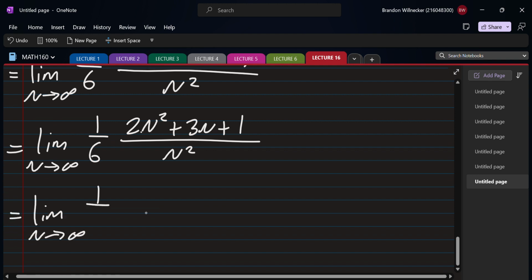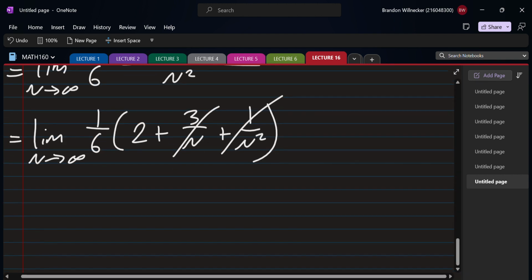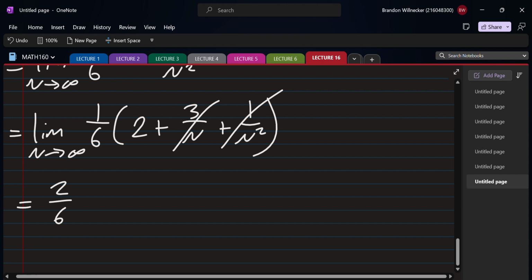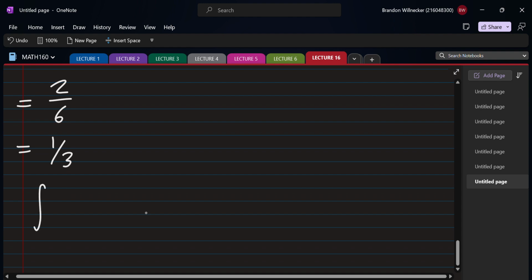So this will be the limit as n goes to infinity, 1 over 6. 2n squared over n squared, that will just be a 2. Here we get a 3 over n, and the other one we get 1 over n squared. Okay, now we take the limit. It's as easy as just crossing out these terms. So we get 2 over 6, or 1 over 3. Okay, that took quite a while to do. Many steps, a lot of places where we could have gone wrong. Let's check our answer using this new FTC part 1 that we've learned.